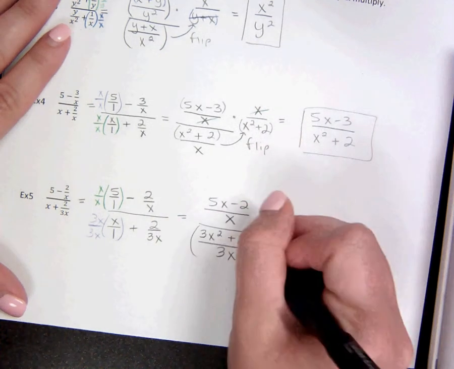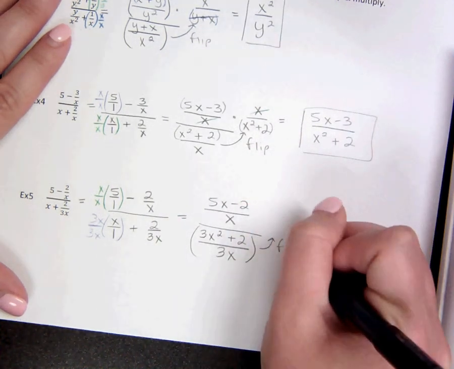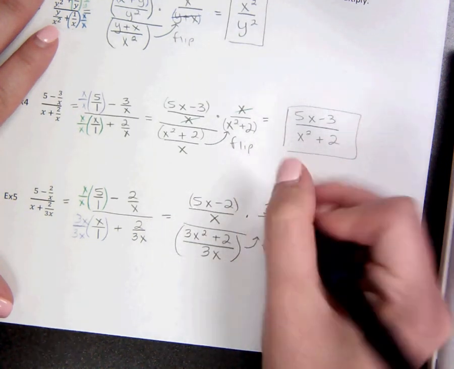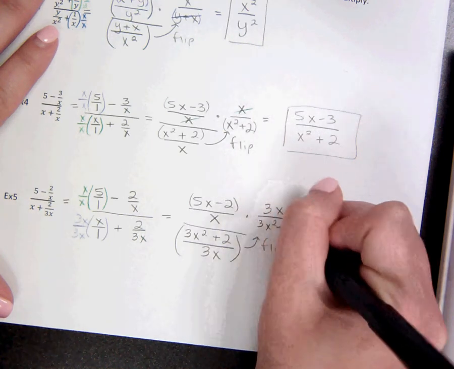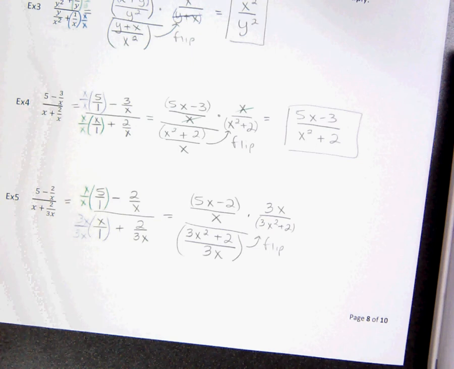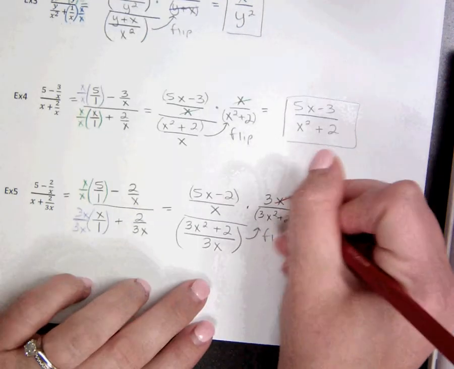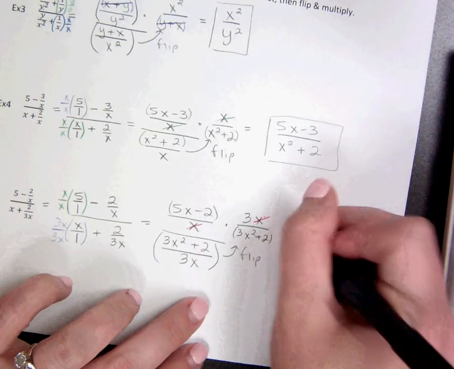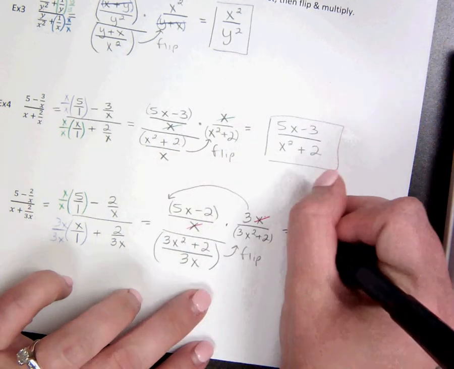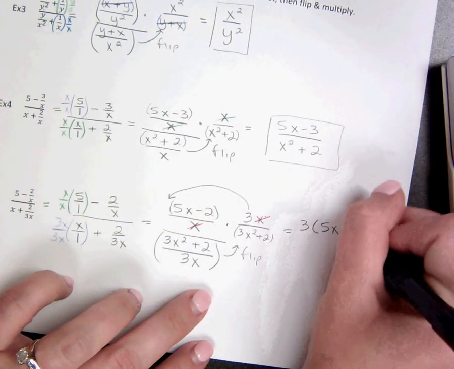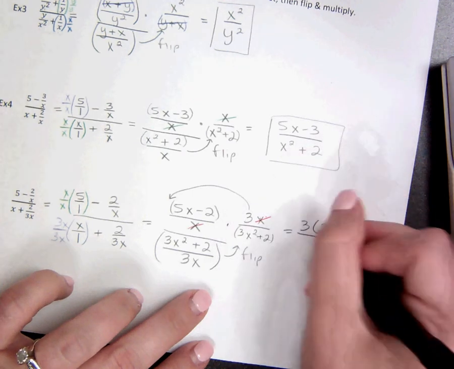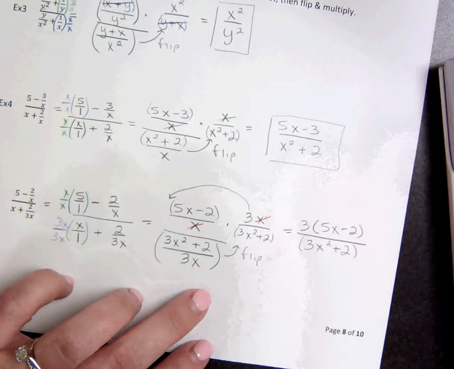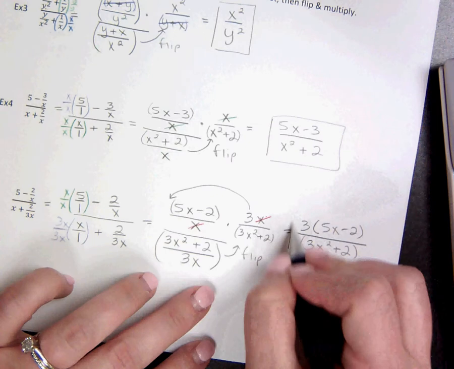I'm going to take that bottom piece, flip it, and multiply. Put that in parentheses so I can watch my work. That's 3x over (3x squared plus 2). The only thing that divides off on this one are the x's. So my final answer, I'm going to move this 3 to the front because we like to put coefficients first. It's going to be 3 times (5x minus 2) over (3x squared plus 2). And remember, that's stuck together, so don't divide off those 3's, even though it's very tempting. So that will be my final answer on example 5.